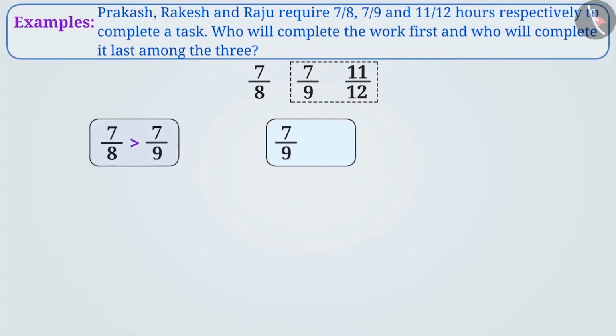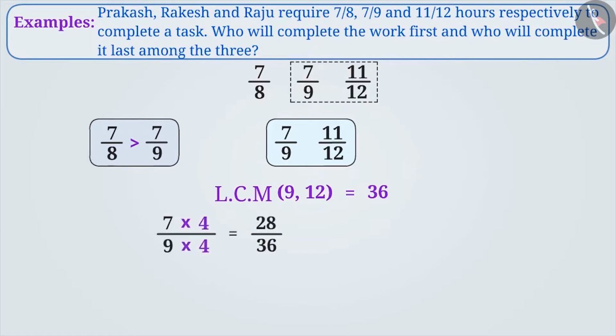If we compare 7/9 and 11/12, then neither the denominators are equal nor the numerators. So, we will use LCM here. Since the LCM of 9 and 12 is 36, we will make both the denominators equal to 36. Since 4 times 9 is 36, we will multiply the numerator and denominator of 7/9 by 4 to get the fraction 28/36. Similarly, 3 times 12 is 36, so we multiply the numerator and the denominator of 11/12 by 3 to get 33/36.